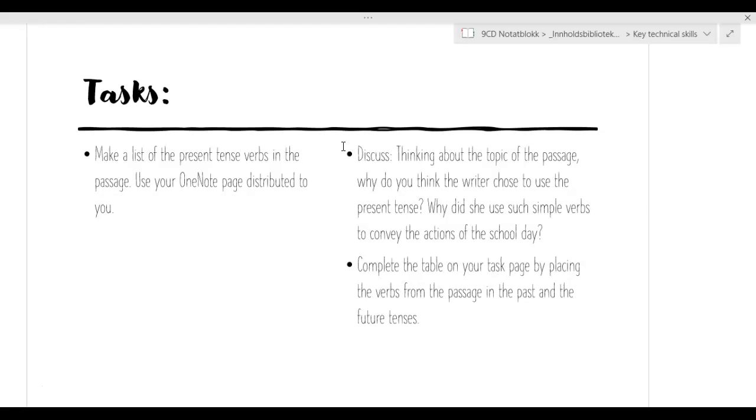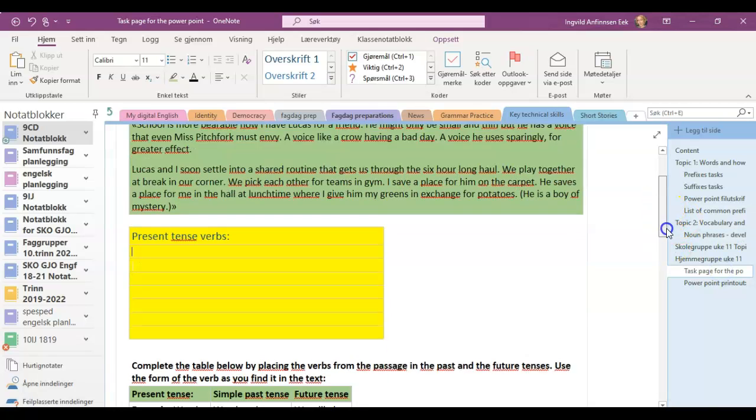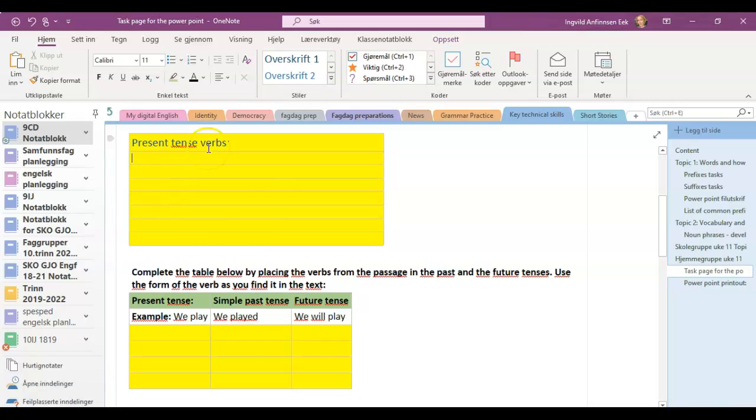This is the topic of discussion. Then complete the table on your task page by placing the verbs from the passage in the past and the future tenses. Going back to the task page, we'll see what that means. This means that you have found a bunch of present tense verbs here.